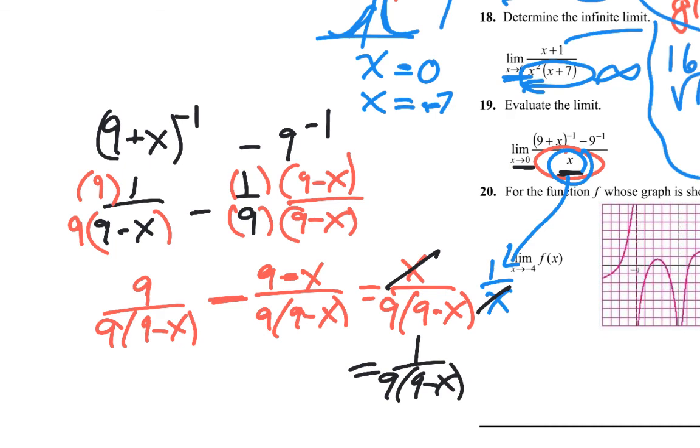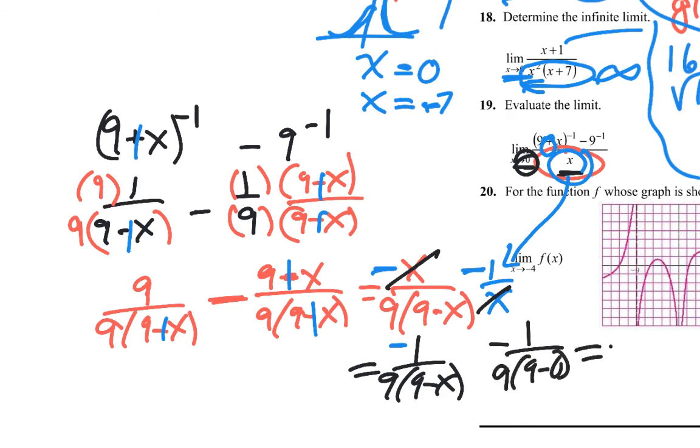And actually, you know what? I'm not going to do anything with that. I'm not going to multiply it out. And before I go any farther, I want to fix something. This was a plus. So this should have been a plus. And then that made this a negative. So this is a negative 1. So this is a negative right here. Now that I caught that mistake, I'm going to plug in a 0. So negative 1 over 9 times 9 minus 0. That gives me a negative 1 over 81. And that's my limit.